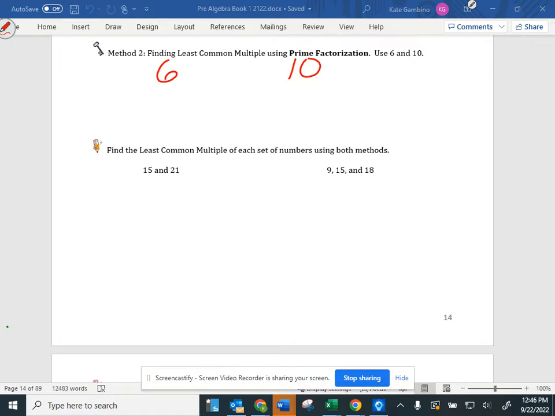Remember how to do that factor tree. What can we break the 6 down into? 2 and 3. What can I break my 10 down into? 2 and 5. So here's how we use those to find our common multiple, our least common multiple.